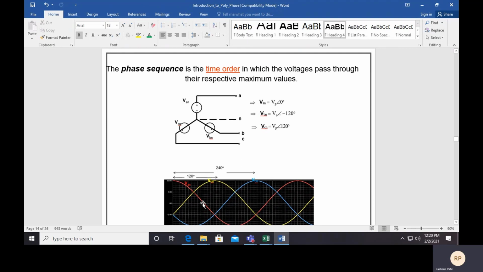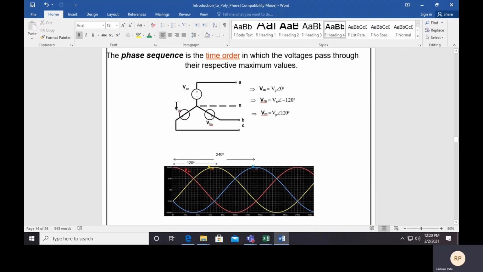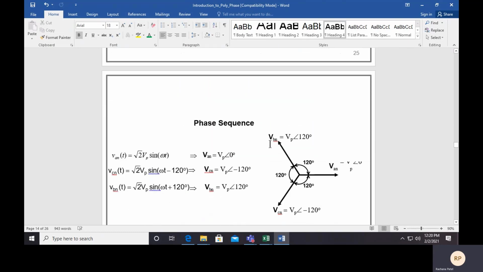Now, the phase sequence again is the time order in which the voltages pass through their respective maximum values. We have discussed this previously with our notation AN, BN and CN. These are the waveforms, and it is easy to say VAN in polar form is Vp at angle 0. This is at minus 120 degrees and this is at plus 120 degrees phase displacement.